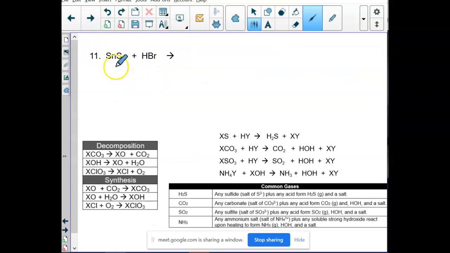Okay, number 11. I have two compounds, so it can't be a decomp. It could be one of these synthesis. It's not this one. It's not this one. It's not this one because it doesn't have XO or XCl. If it's two compounds, I would check this area next.